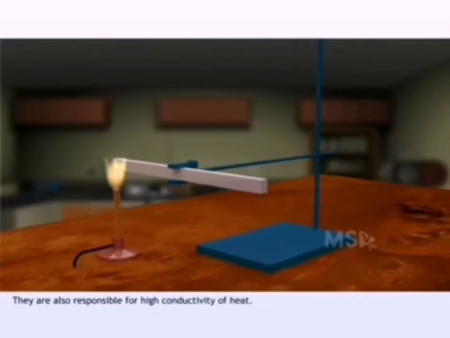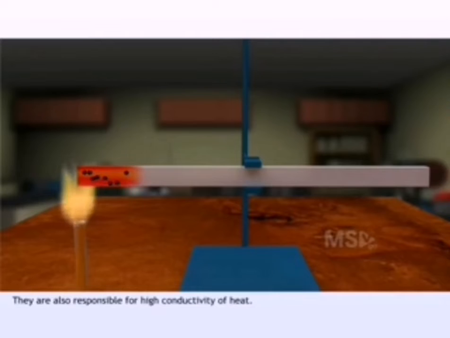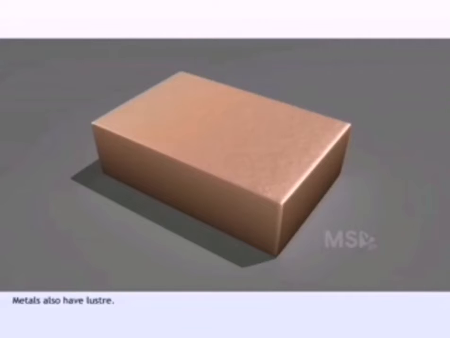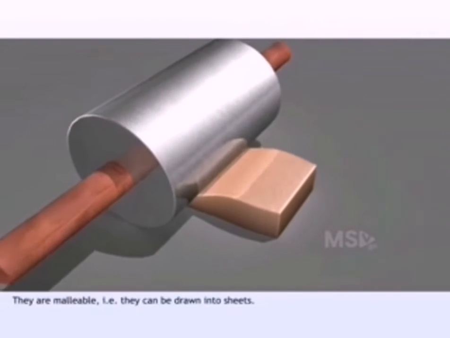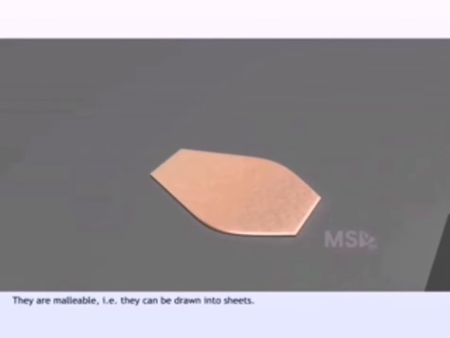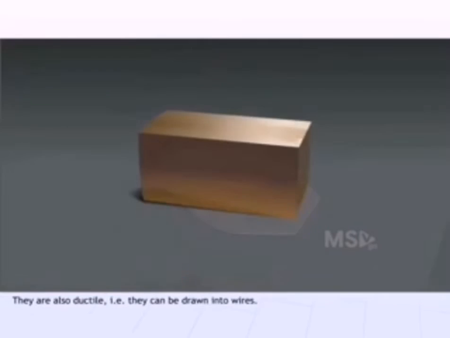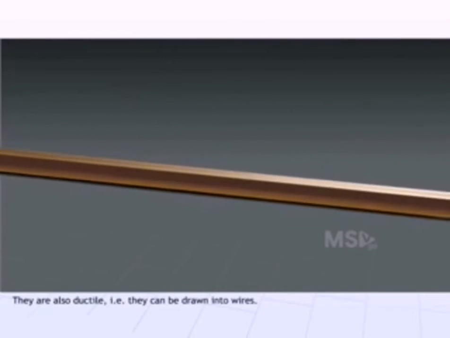They are also responsible for high thermal conductivity. Metals also have luster. They are malleable, that is, they can be drawn into sheets. They are also ductile, that is, they can be drawn into wires.